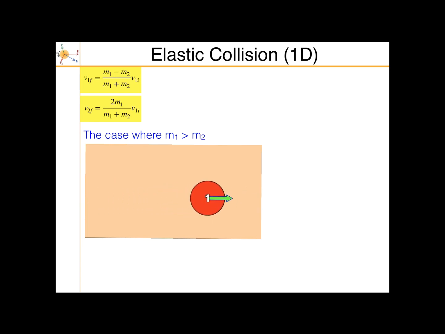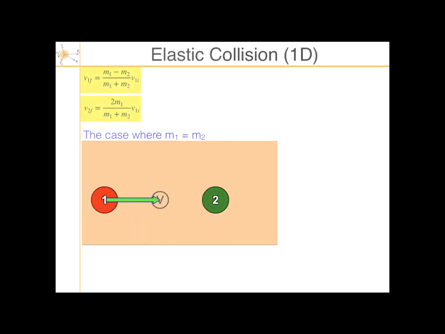And you see that 2 is moving a lot faster than 1 afterwards, right? It has less mass and ends up gaining a lot of speed. So in the situation where m1 is greater than m2, they both end up moving to the right after the collision. How about the situation where m1 is equal to m2? Think about it, and then think about it in terms of the equation.